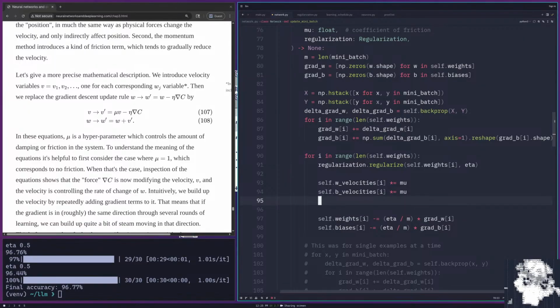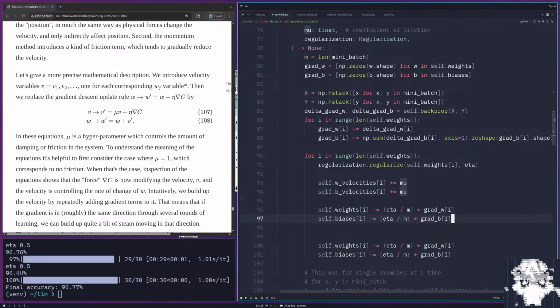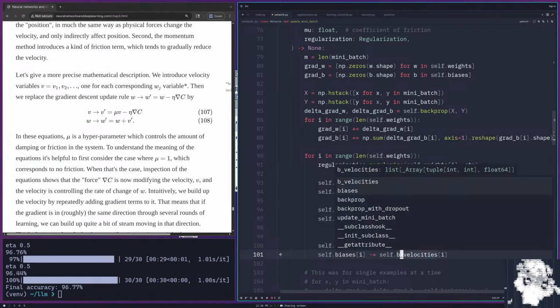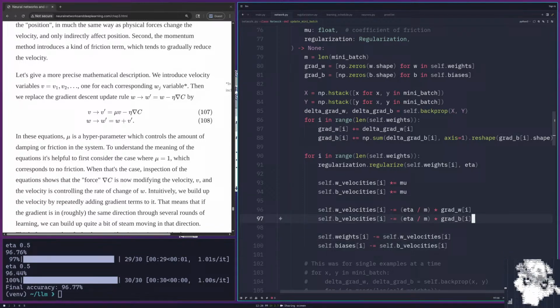And then you do this thing. W velocities, B velocities, and then here W velocities of I. Okay, I think I've implemented momentum. How does it work?